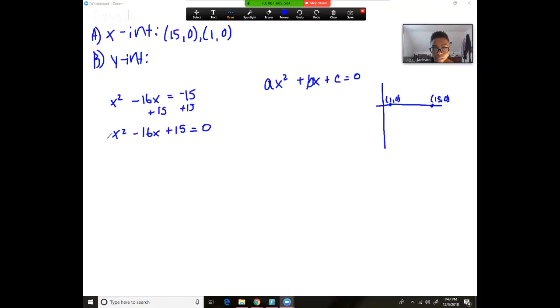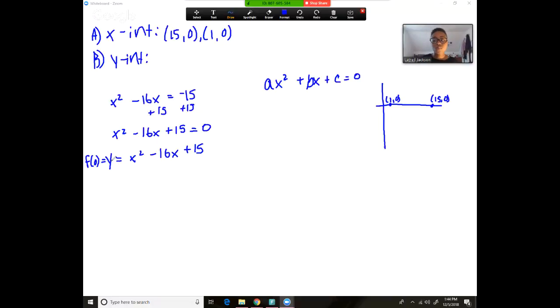Now we can set it equal to y. So instead of having 0, we're going to have y equals x squared minus 16x plus 15. Another thing I want to point out is that y is always the dependent variable. Y is always dependent on x. Whatever x does, y is like, all right, I'll change based on what you do. So y is a function of x.